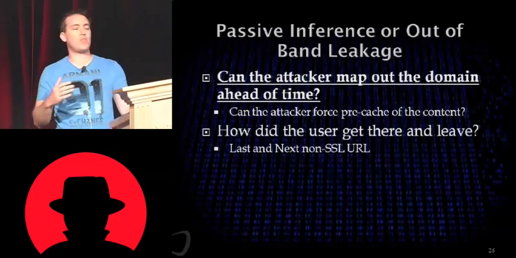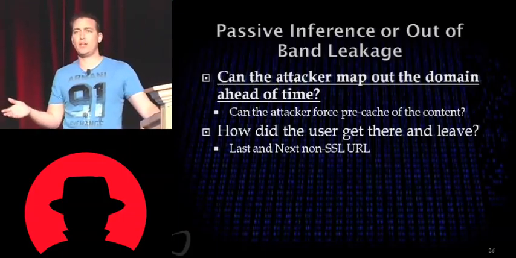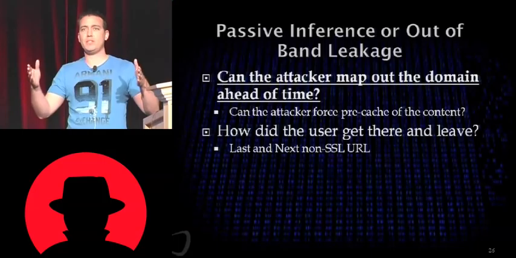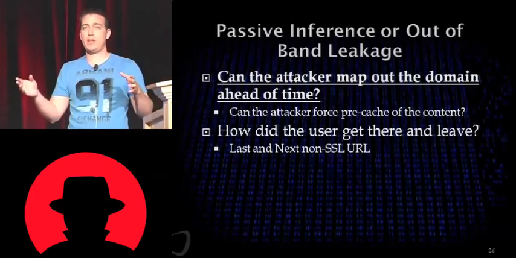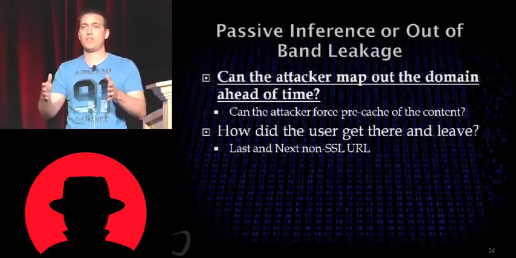One of the most important things is to figure out how did they get there and how did they leave, because that gives you two pieces of a puzzle. So let's say they visited 10 pages. Well, if you know the first and you know the last, now you only have to figure out 8 more pages.